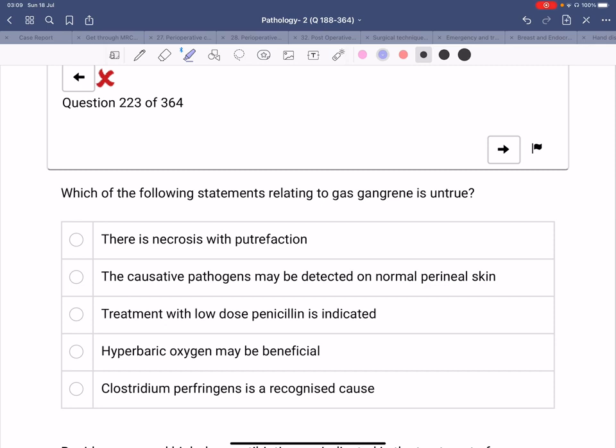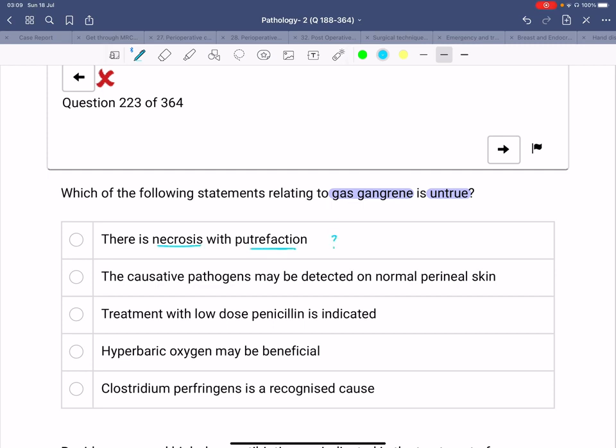What are the following statements related to gas gangrene? So today we're talking about gas gangrene. Find the statement that is untrue. Always be careful reading the questions. So here we will be doing this. Necrosis and putrefaction, this seems correct.